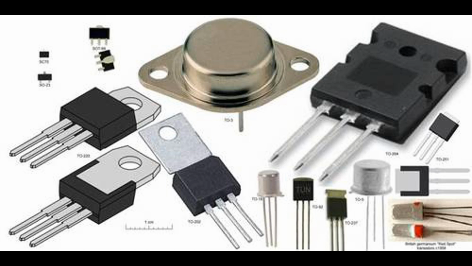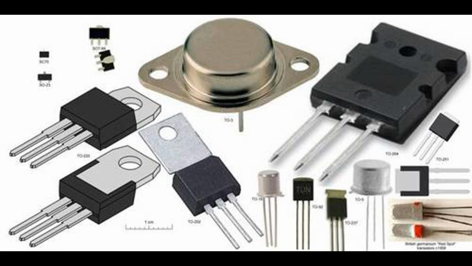IGBTs are commonly used in applications that require high voltage and current control, such as motor drives, inverters, power supplies, and renewable energy systems. They offer advantages such as high switching speed, low conduction losses, and good thermal stability. The combination of the voltage control of the gate, like a MOSFET, and the current carrying capability, like a BJT, makes IGBTs suitable for power electronics where high power handling is required.